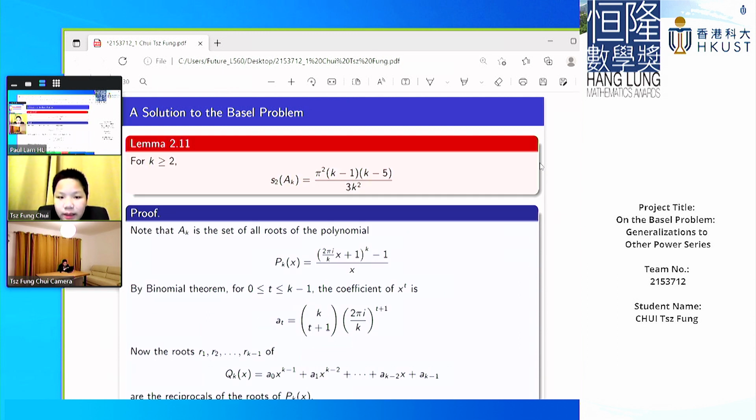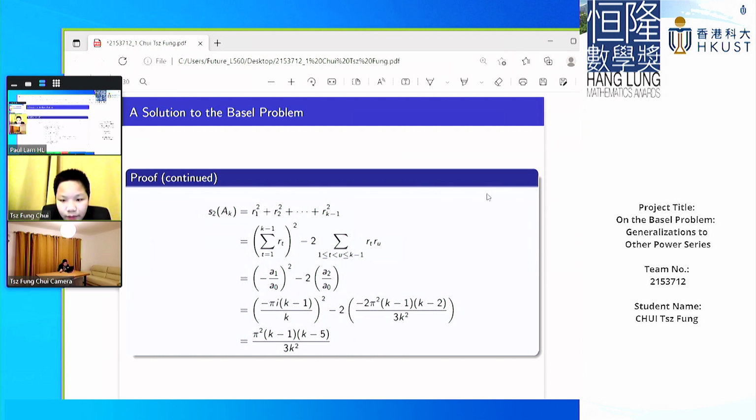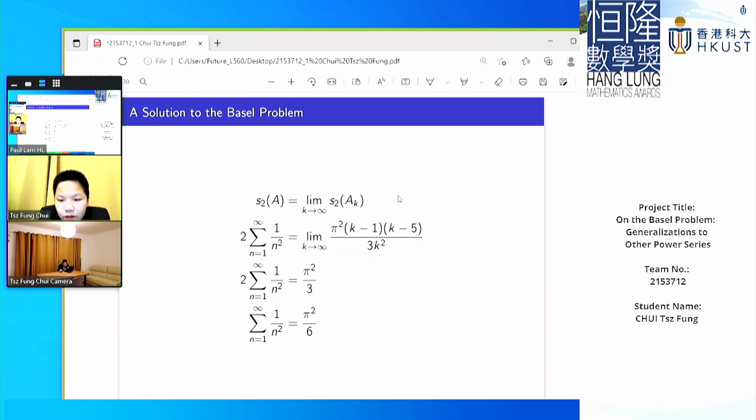After obtaining the key step to our solution, it remains for us to find a formula for S2 of A_k and take the limit when k tends to infinity. The proof of this lemma relies heavily on Vieta's formula. As the alpha j's we have been considering are roots to a certain polynomial, we express the sum of squares of the reciprocals in terms of the coefficients of the polynomial. Hence, we have a closed form for S2 of A_k. Therefore, S2 of C equals S2 of A equals pi squared over 3, and C equals pi squared over 6, which is the solution to the Basel problem.